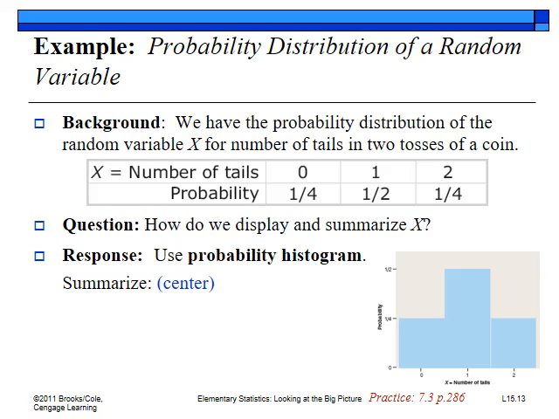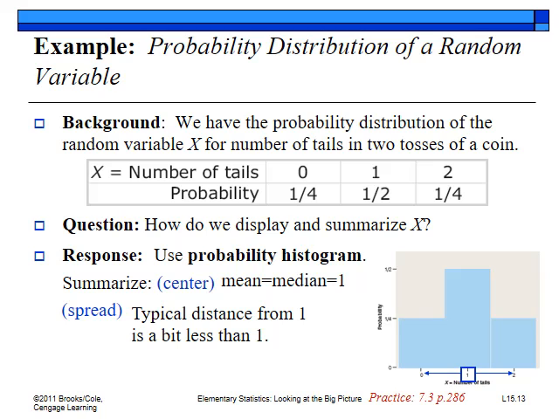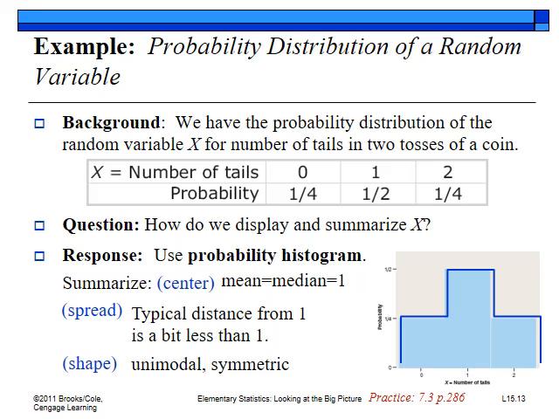To summarize this variable, we'll use measures of center and spread, and we'll talk about the shape of the distribution. Looking at the picture, it seems that the mean and the median are both 1, because those fall right in the middle. For the spread, we can say that a typical value falls within probably a little bit less than 1 from the mean, which is 1. We'll talk about how to compute that precisely soon. And the shape of the distribution is unimodal and it's symmetric.